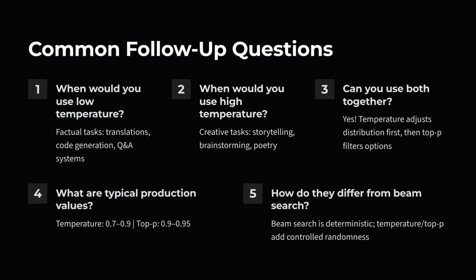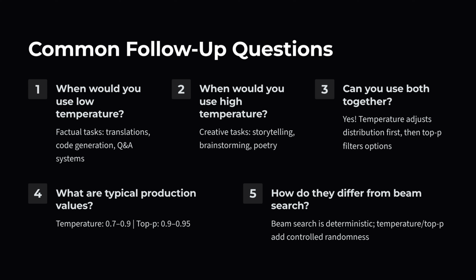Common follow-up questions. Interviewers often explore whether you can apply these settings in real scenarios. They may ask when low temperature is useful, and the clearest answer is for tasks that require accuracy and consistency. For higher temperature, you can explain it's useful when exploring creative or open-ended ideas. They may ask why teams combine temperature and top P, and you can say temperature guides boldness, while top P filters the choices into a stable set.